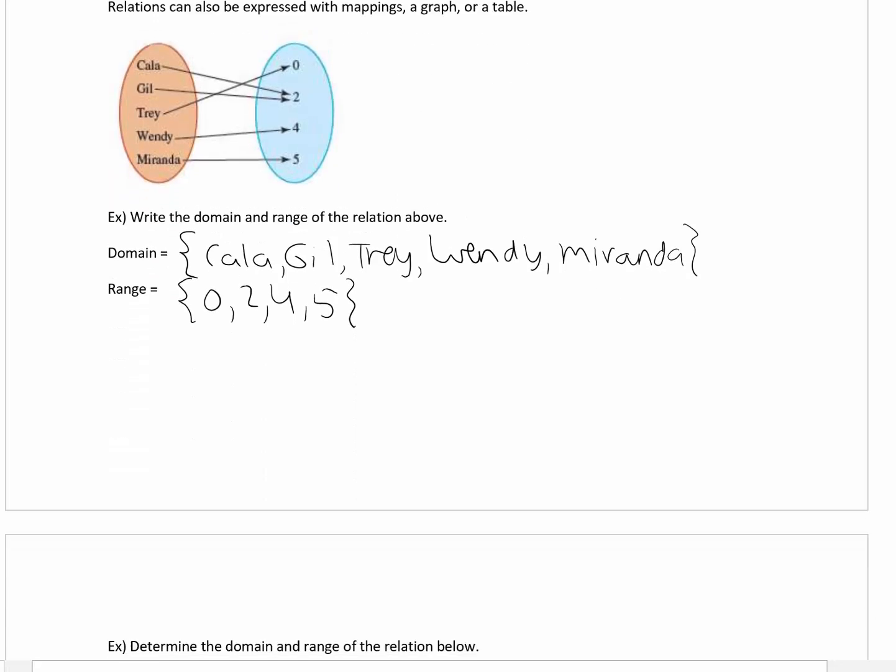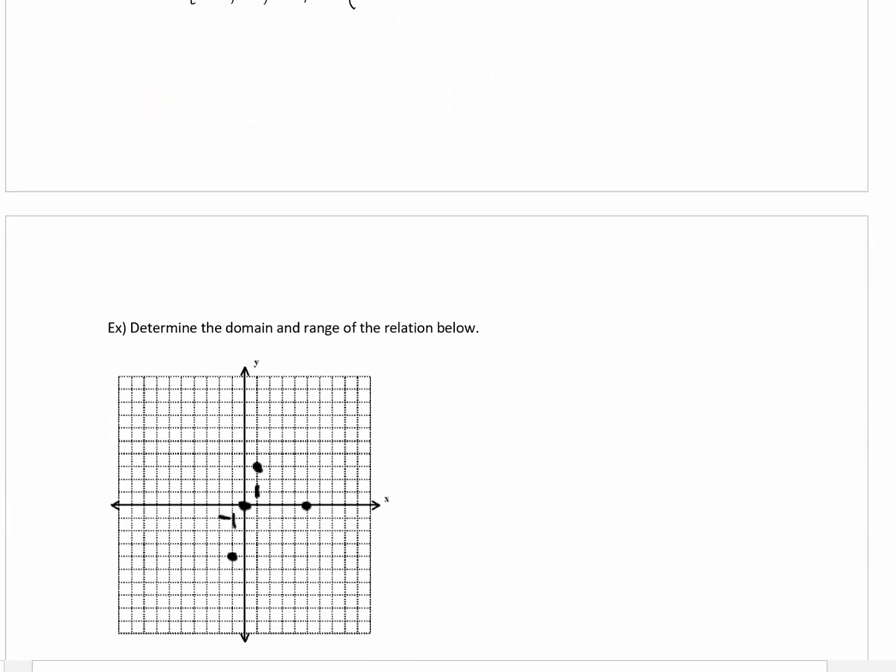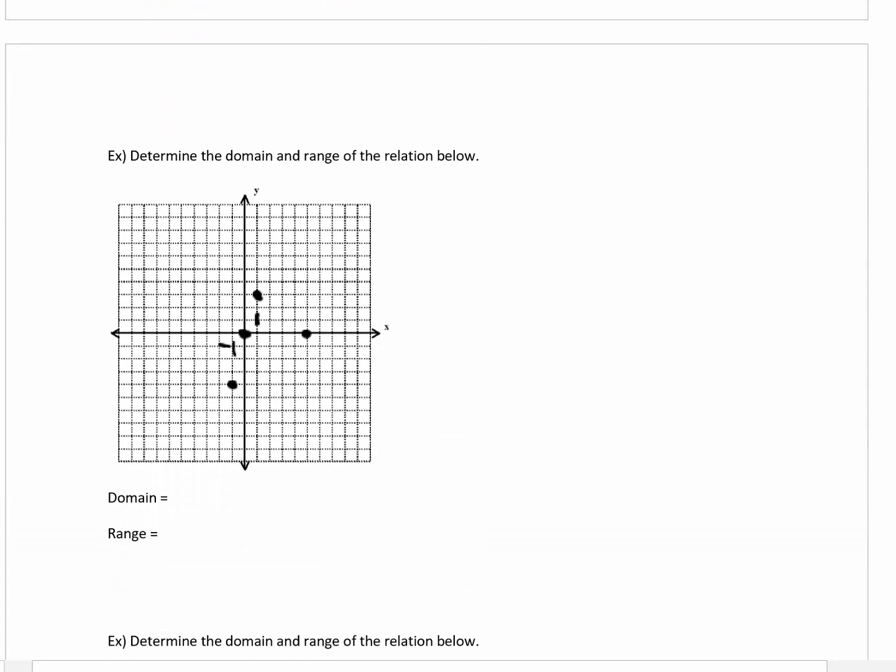Okay, let's take a look at the next example. Again, we're dealing with a set of ordered pairs. So here I would suggest writing it as a relation. So let's call it B. So this ordered pair is -1, -4. This ordered pair is 0, 0. This ordered pair is 1, 3. And this ordered pair is 5, 0.